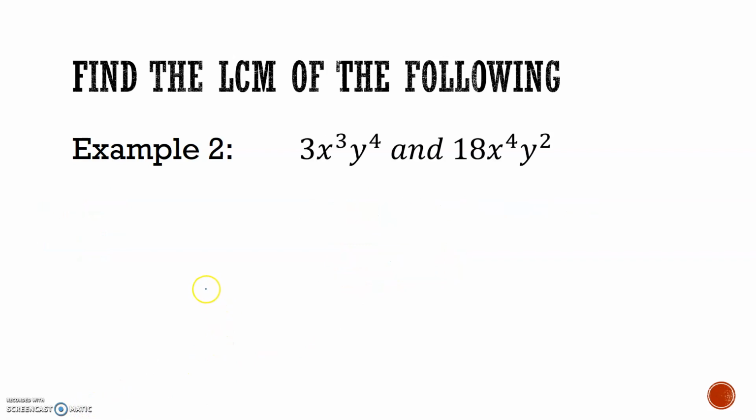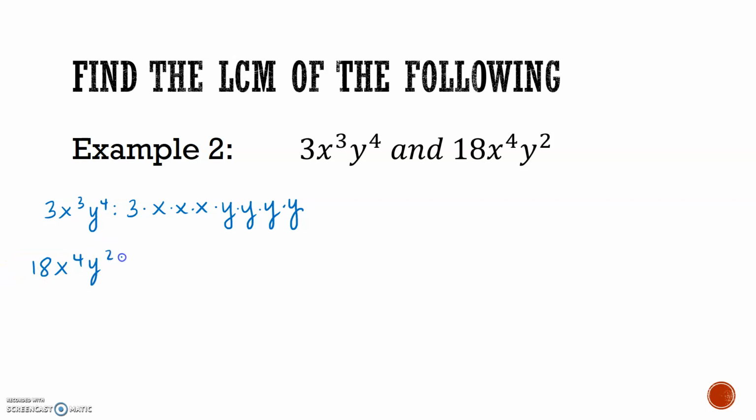Okay, let's add in some variables here. So 3x cubed y to the 4th is, well, 3 is prime, so it's 3 times x cubed, which is x times x times x. Y to the 4th is y times y times y times y. Okay, 18 x to the 4th y squared is 2 times 3 times 3 times, now I have 4 x's and 2 y's.